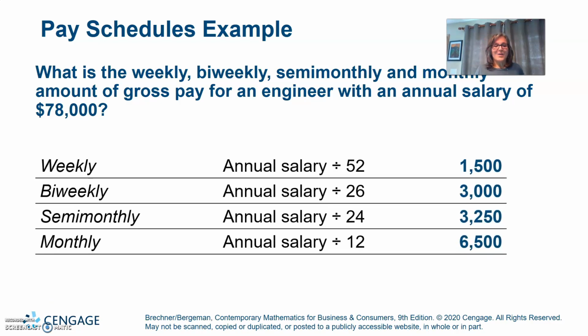Okay. So here's the answer. When we divide by 52, we get 1,500. You can read the rest. So it all depends on the company and how they pay. You get more or less money per paycheck, but when you get paid more frequently, you get more of those checks. Okay.